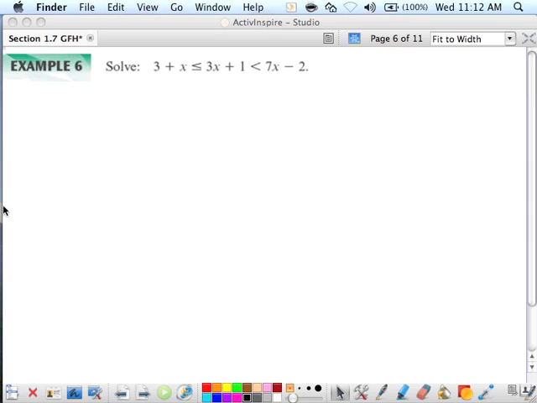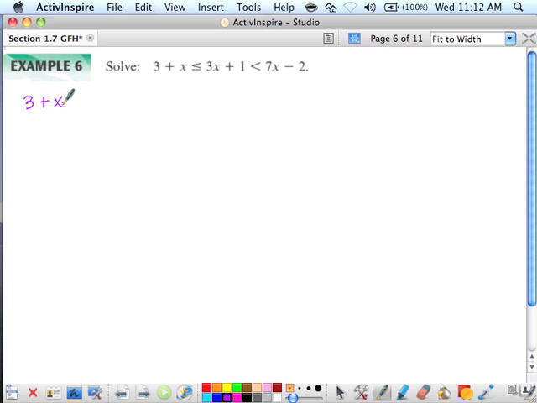So what we do is we take the left side and the middle and write one problem out of it. 3 plus x is less than or equal to 3x plus 1. Then we just write the word and, or an and sign. Then you take the middle and the right side, and we solve those two inequalities separately. And then we combine them together on a number line at the end to get a final interval of overlap.